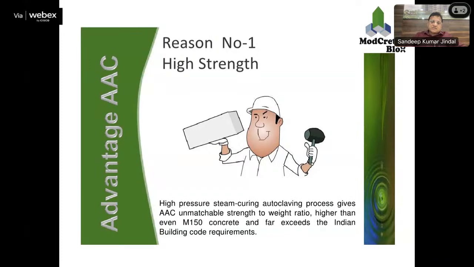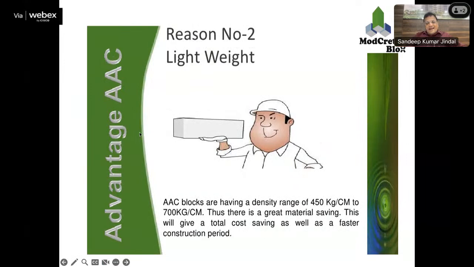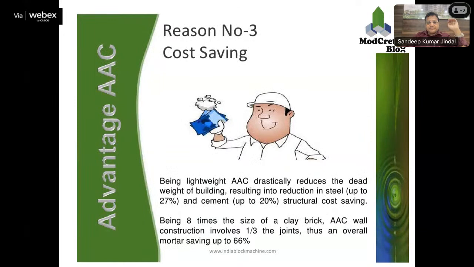A very, very light in weight. The density ranges from 450 to 700 kgs per cubic meter. And it floats on the water. It's half of the density of the water. So it's very light material, and very easy to transport, easy to take it to the respective floors, easy to place it, and very, very fast in construction.